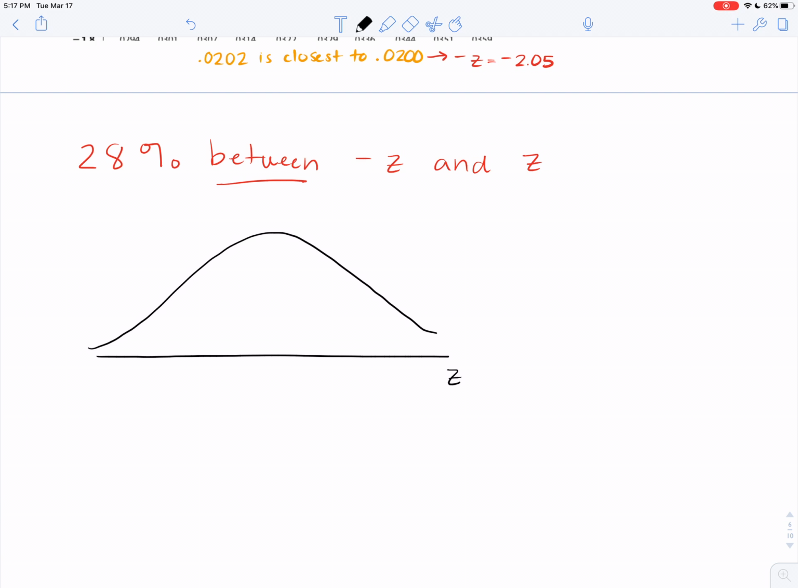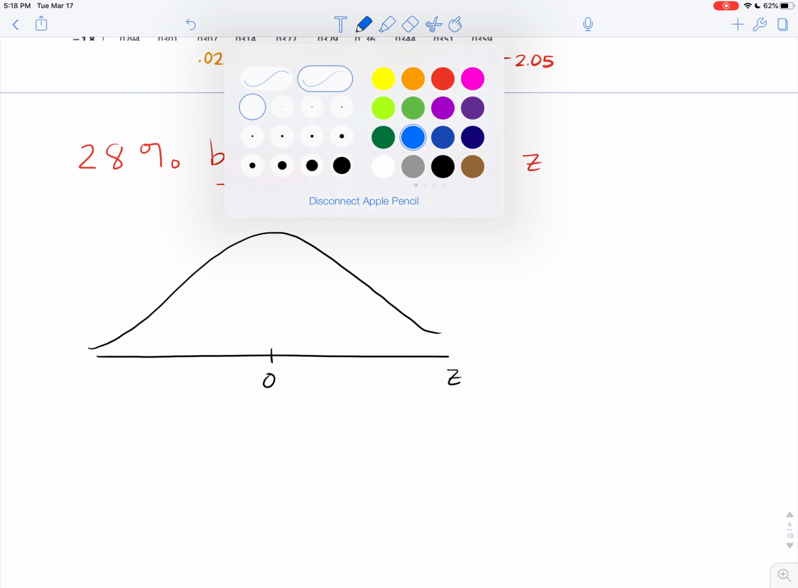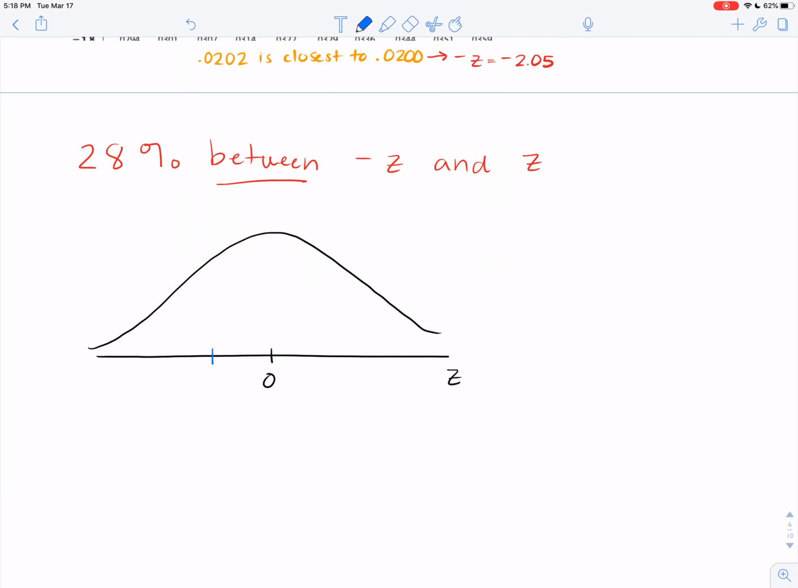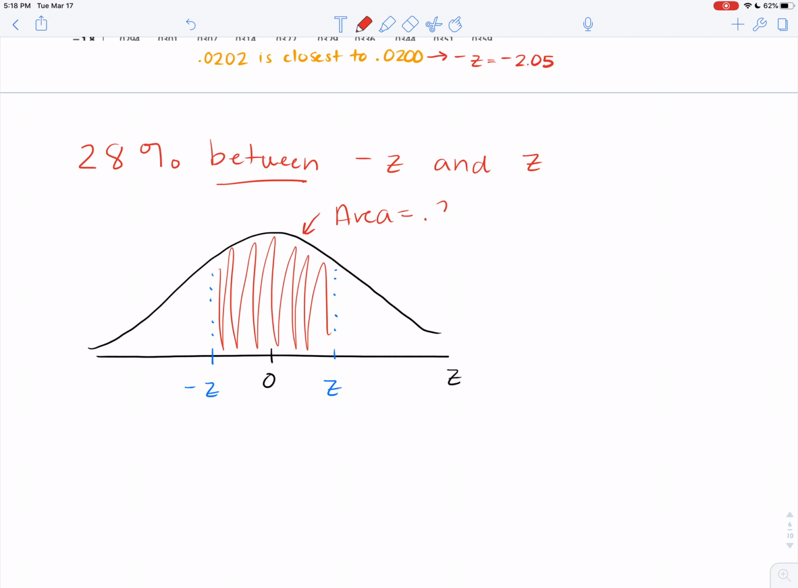This doesn't have quite as large of an area in between. Our last one was 96%. This one's only 28%. So I'm going to pull these in a little bit. And again, this is just an approximation, so it doesn't have to be exactly to scale. But what I want to understand is that the area I'm given, 28%, is the area in between negative z and positive z.